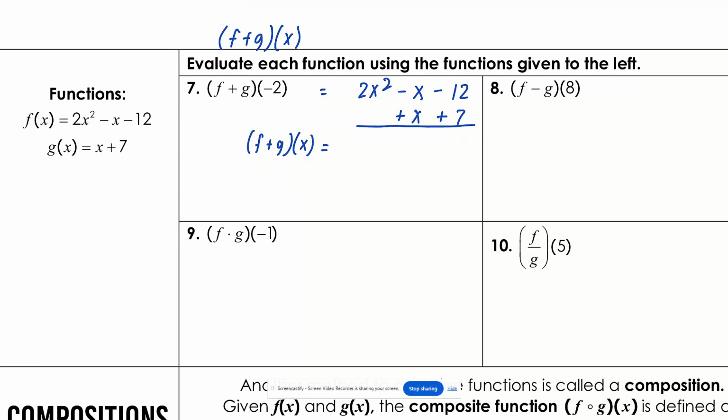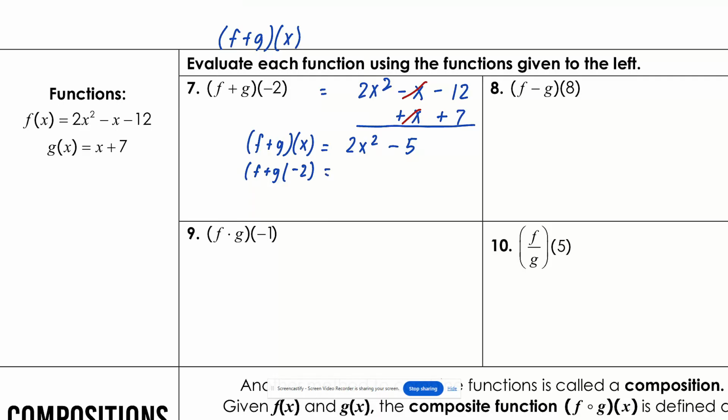The result will. So what is that result? Well, 2x squared drops down. What will happen to negative x plus x? They literally cancel. And then the only thing I have left is positive 7 minus 12, which is minus 5. So f plus g of x is 2x squared minus 5. But this problem didn't want f plus g of x. It wanted f plus g of negative 2.